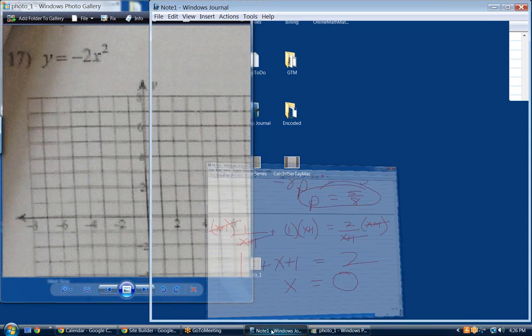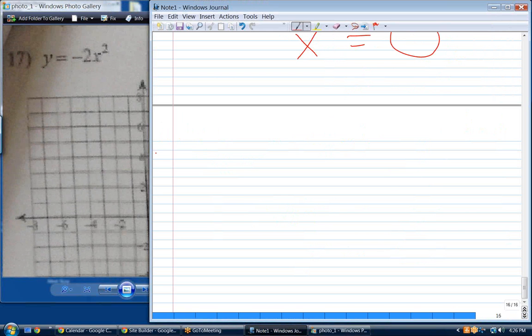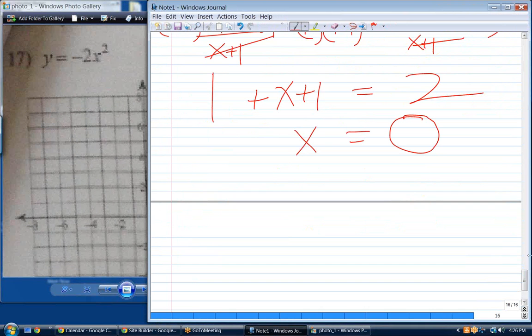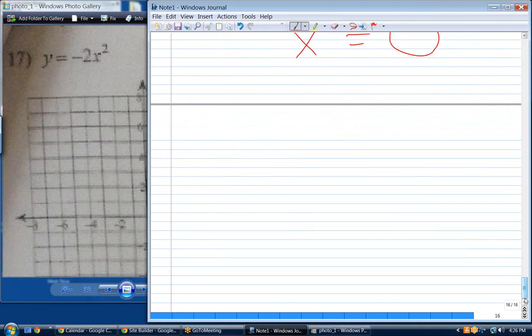I presume they want you to graph these based on translations and shifts and all of that? Yeah, or based on the vertex, focus, and directrix. Oh, okay. So we have y equals minus 2x squared. What's your formula for vertex? How do you find the vertex?